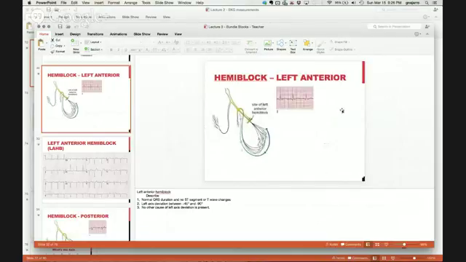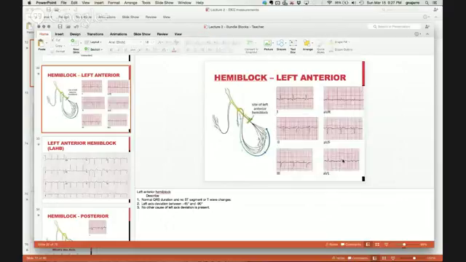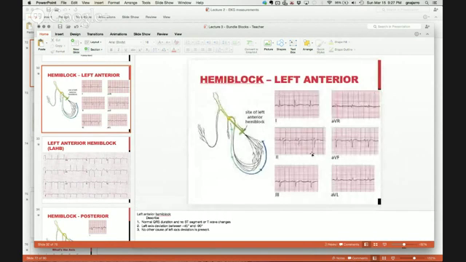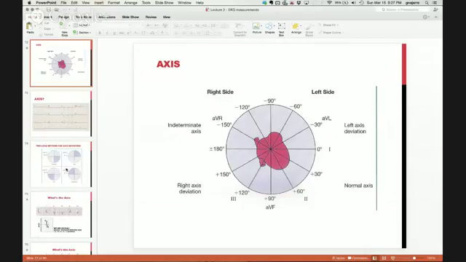So let me get rid of these. What we see here is a QRS that's less than 0.12, and there's no other reason for left axis deviation. To know that, you would need to know what kinds of things are on the differential for left axis deviation.